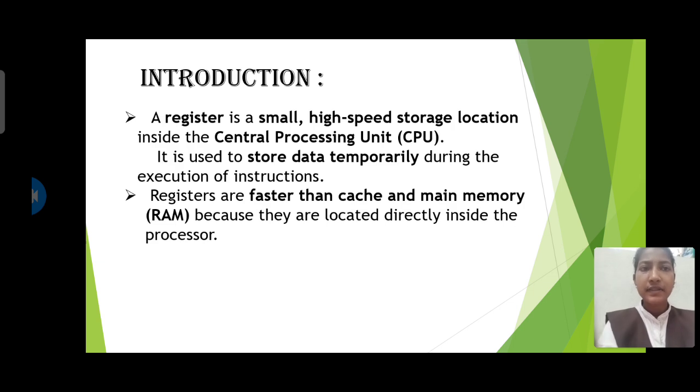A register is a small high-speed storage location which is placed inside the central processing unit, and it is used to store data temporarily during the execution of instructions. One of the major points is that registers are faster than cache and main memory because they are located directly inside the processor. So we are going to learn about the types of registers.